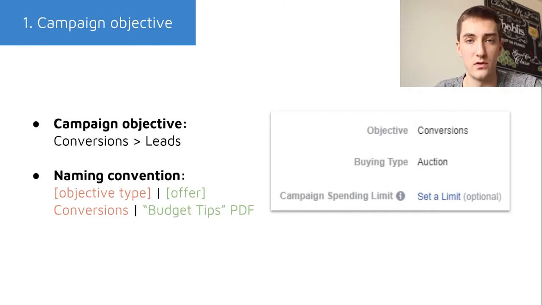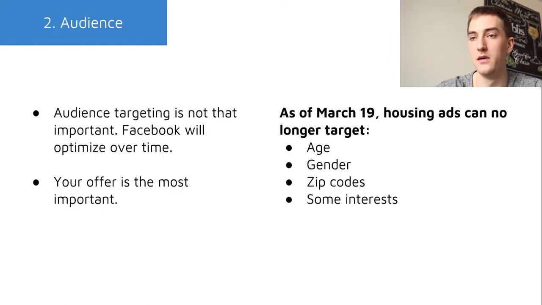Another objective I like to use for real estate lead generation is the lead generation campaign, which allows you to utilize Facebook lead forms. And the second case study I'm going to talk about uses that, so stay tuned for that. But with this campaign, we use conversions. And in terms of naming convention, typically I just name it based on the objective we used and the thing that we're offering. So in this case, we named it conversions, budget tips, PDF. So that's the offer that we're advertising. I'm going to talk more about that in a second as well.